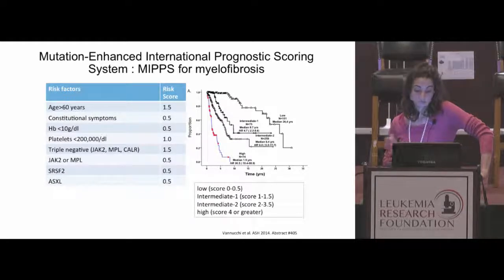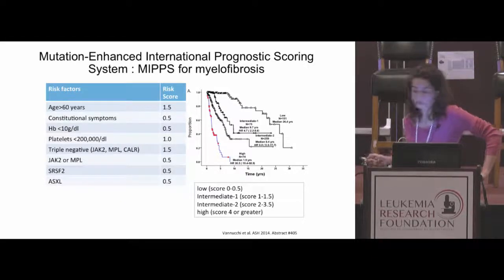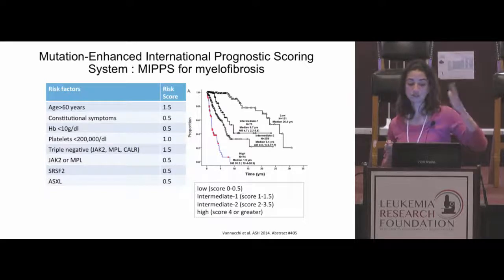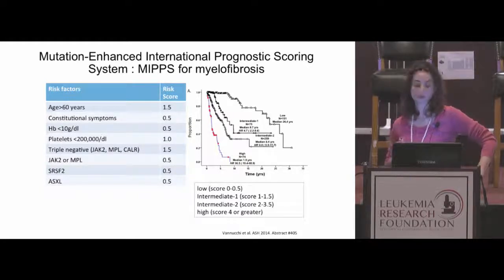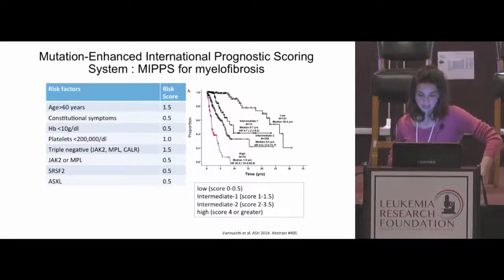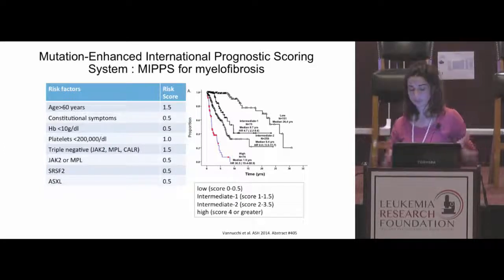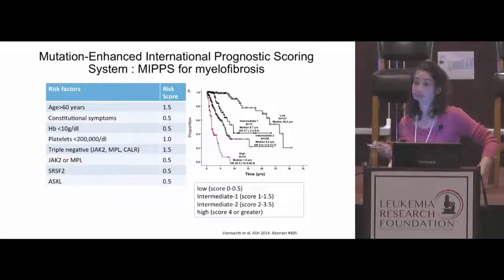But in 2014, the newest version of that called MIPSS, which is the Mutation-Enhanced IPSS score, was proposed and studied. And that incorporates the commonly found mutations in myelofibrosis, including JAK2, MPL, and calreticulin. About 75 to 85% of patients have one of these mutations, but if you don't have any of them, you're probably going to have a worse outcome. And that's probably because that's a wastepaper basket of a lot of driver mutations that we just don't know.